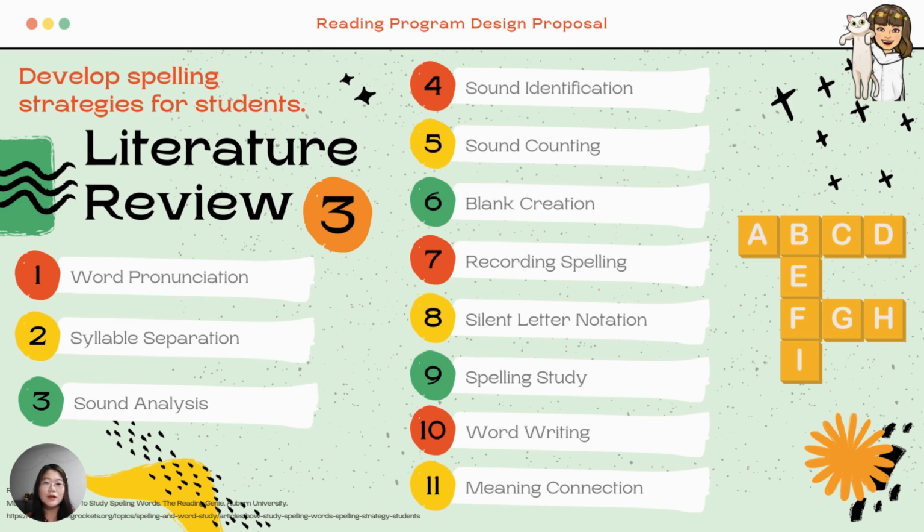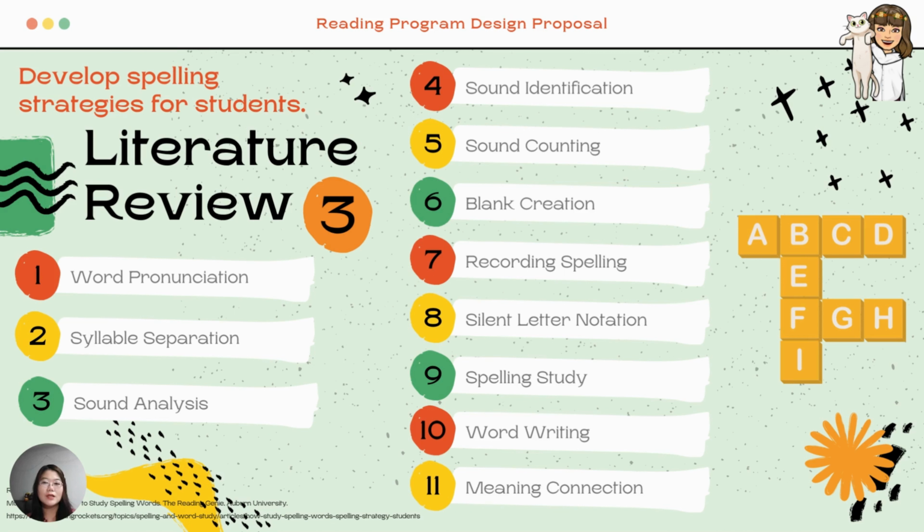And the fourth one is sound identification. For example, the first sound in the word night is N, then the IGH sound, and the last sound is T. Or sound counting, where they need to count that there are 3 sounds. Or blank creation, where we create blank spaces for them to count the number of sounds in the word. So for night, you have 3 blanks.